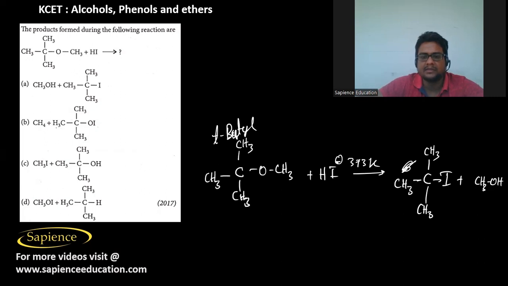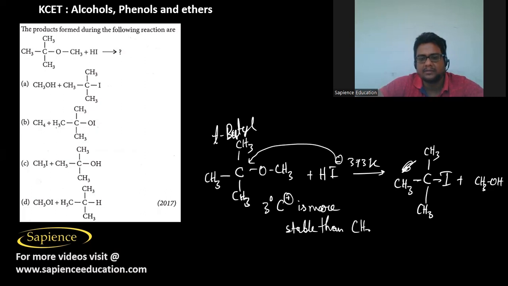Why will this I minus attack here only? Since the 3-degree carbocation is more stable than the methyl carbocation. So hence the I minus will attack here only. Since here the plus charge will be formed, and from here this OCH3 minus will come out, and it will link with this H plus to form CH3OH. So option A is the correct answer.